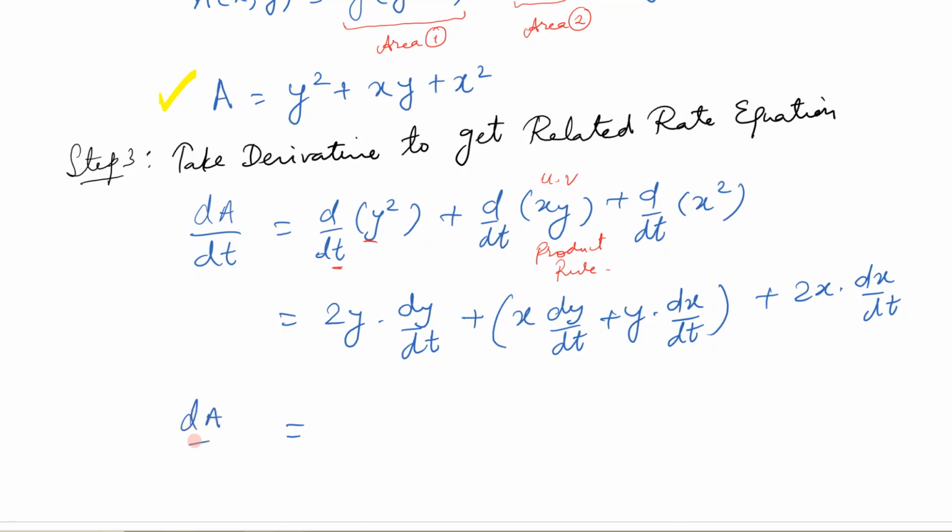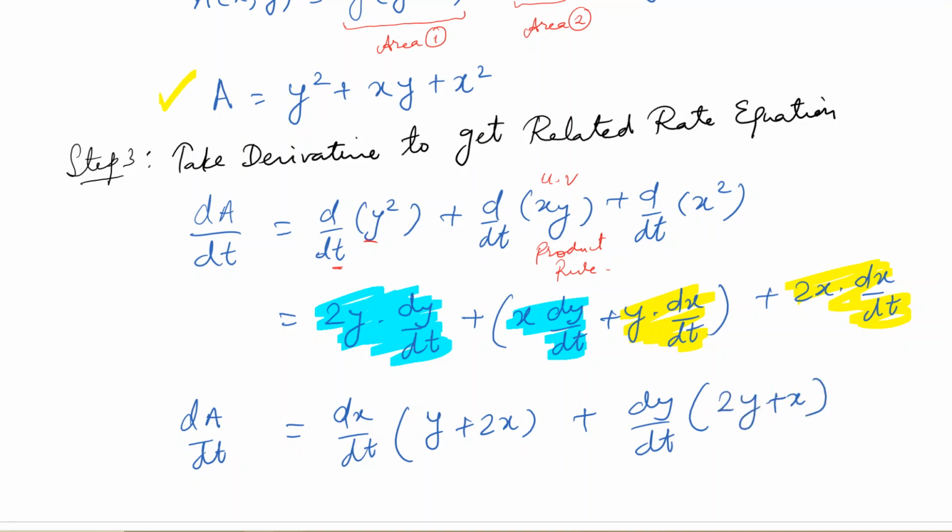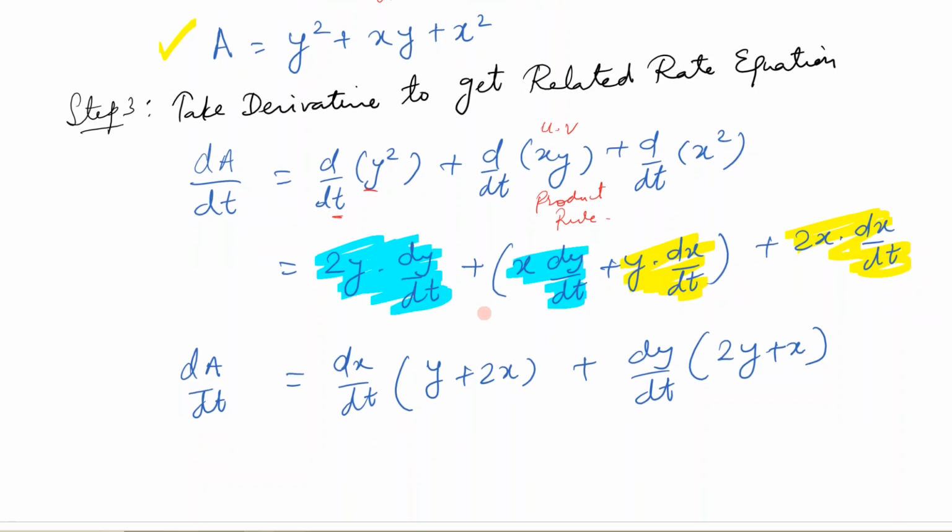So we get dA over dt is equal to dx over dt. Here, this term and the last two terms are the dx over dt terms. So we get inside y plus 2x. Similarly, we're going to combine the terms containing dy over dt. So this one and this one, these two terms together. So dy over dt is a common factor. So we get 2y plus x. So this is our final related rate equation.